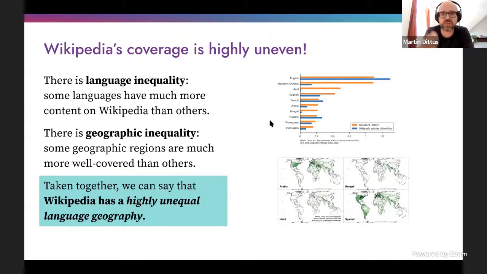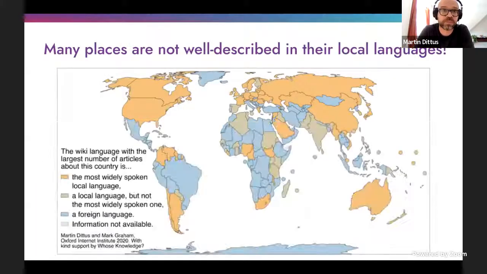But overall, just to summarize, we do see there's highly unequal language coverage. Certain languages are more well covered on Wikipedia than others. There's highly unequal geographic coverage as well. And taken together, we can say there is, on Wikipedia, a highly unequal language geography. That's not necessarily bad in itself. That's simply something we can observe for now. But I'll come back to that question for a bit.